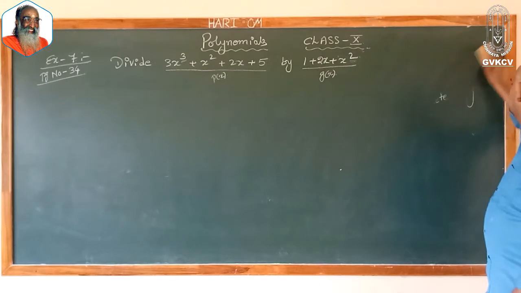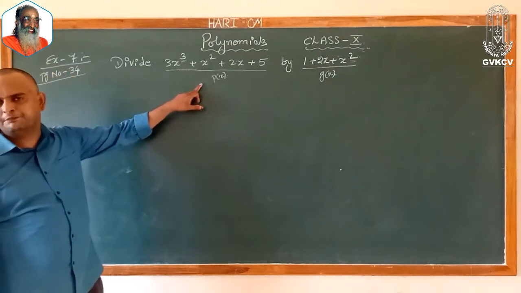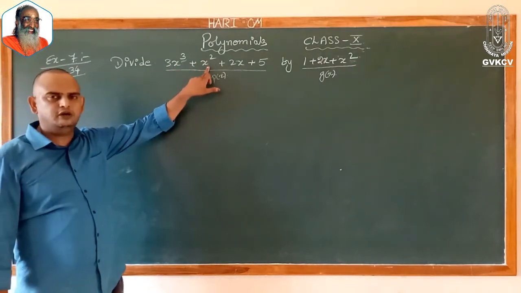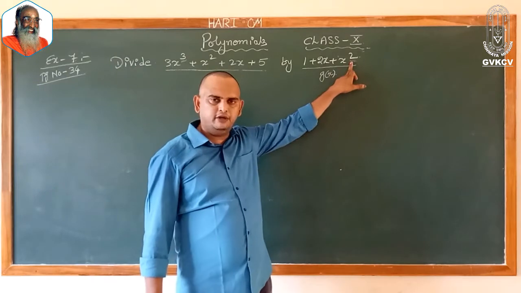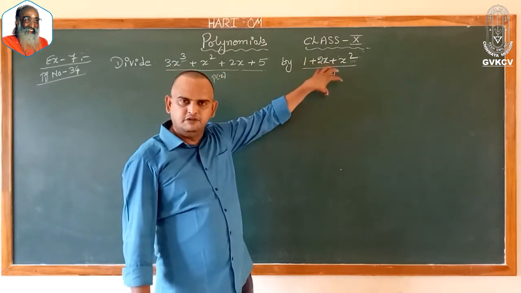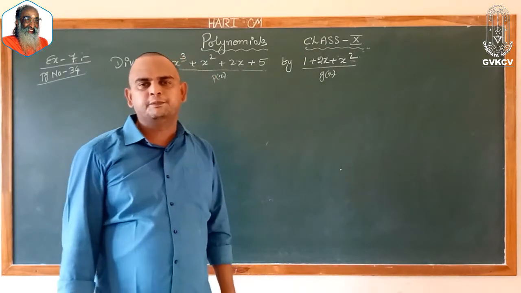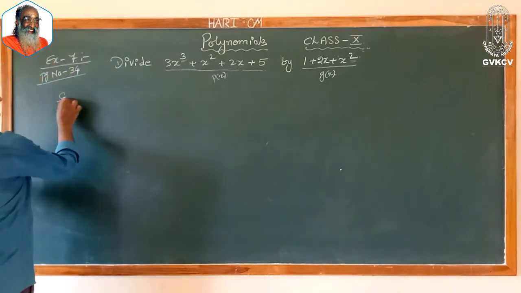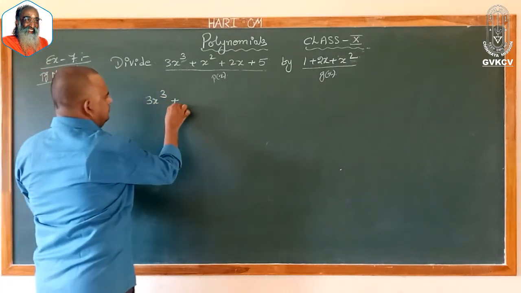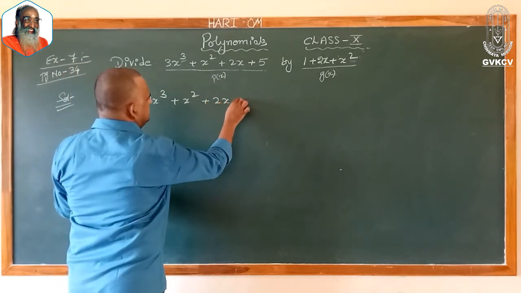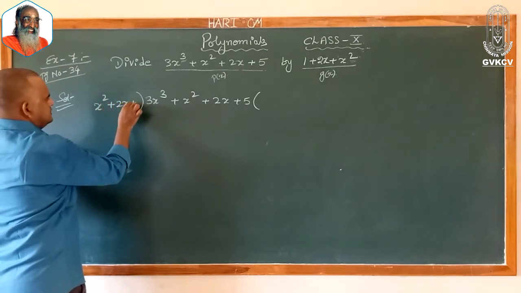Now let us come for the division. Here P of x, I have x cubed term, x squared term, x term and constant, which is a complete polynomial. G of x also has x squared term, x term and constant, which is also a complete polynomial. Both are complete polynomials, so directly we can go for division. Let us see. 3x cubed plus x squared plus 2x plus 5, this I am going to divide with x squared plus 2x plus 1.